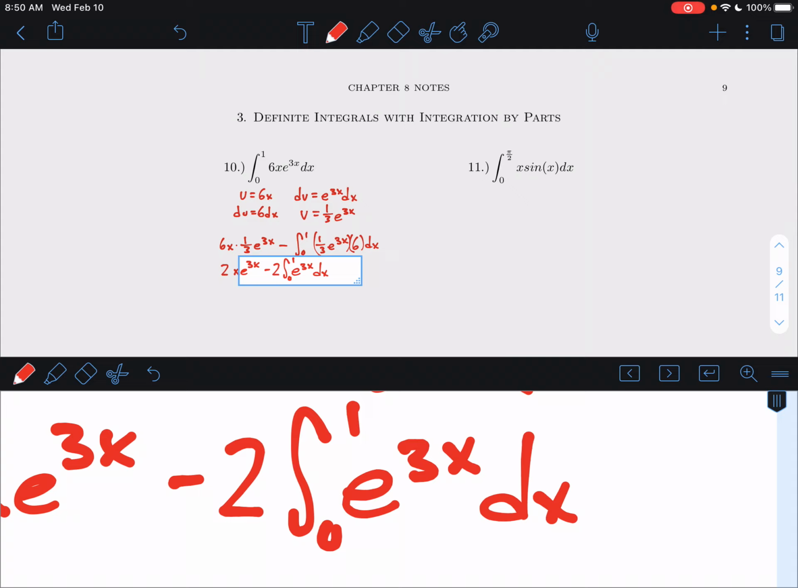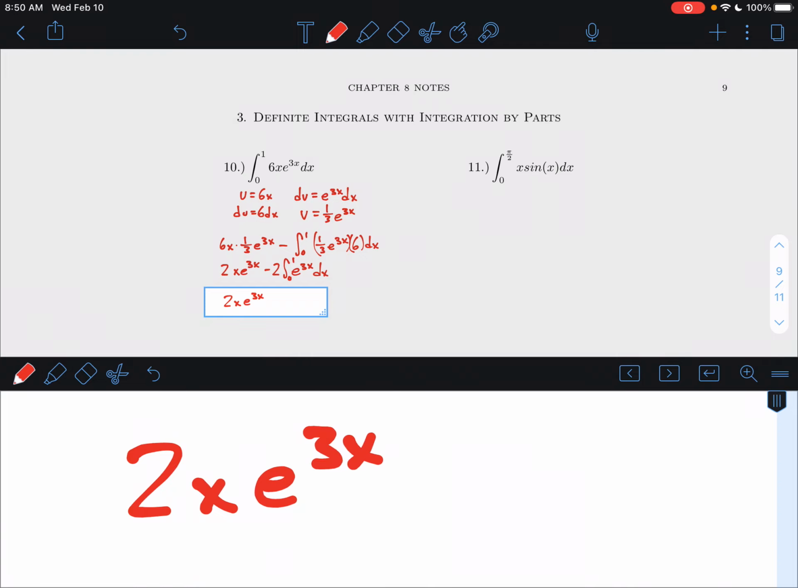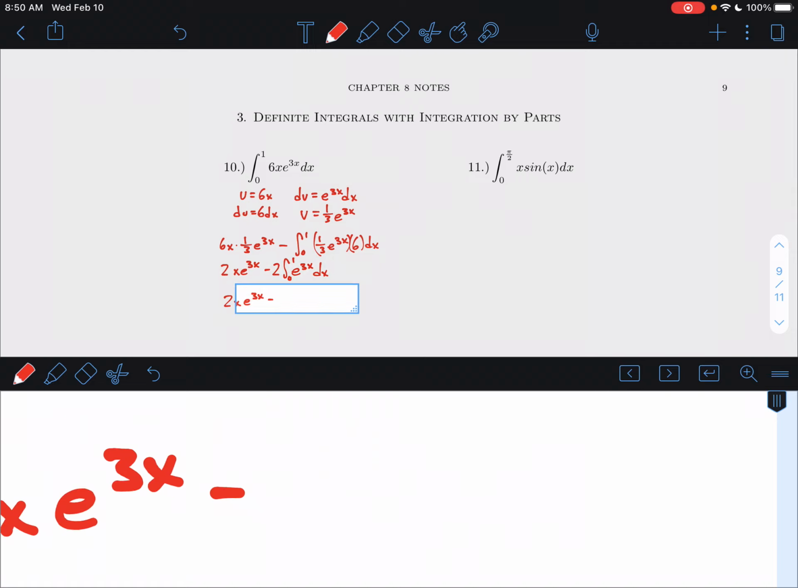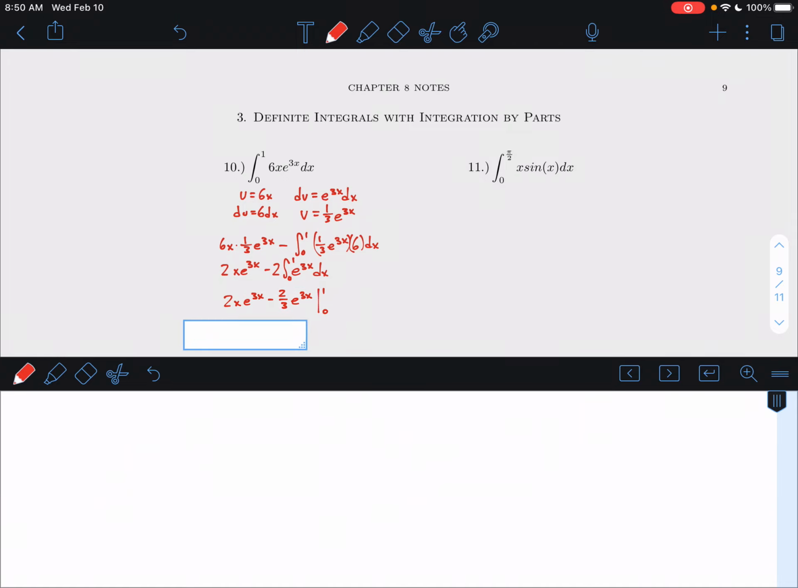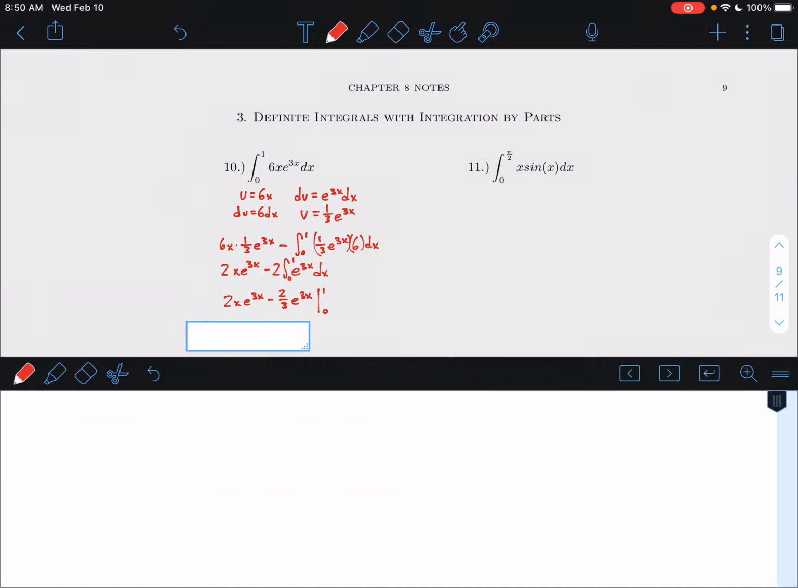And the integral of e to the 3x, well, we already calculated that, it's 1/3 e to the 3x. So I'm going to have 2x e to the 3x minus, and this was all negative 2 times 1/3 e to the 3x, so minus 2/3 e to the 3x. I'm evaluating this entire thing from 0 to 1. So I plug in 1: 2 times 1 times e to the 3, that would just be 2e to the 3rd.